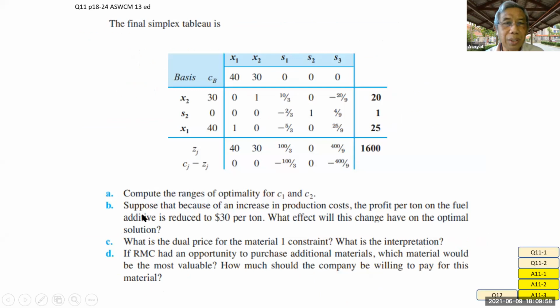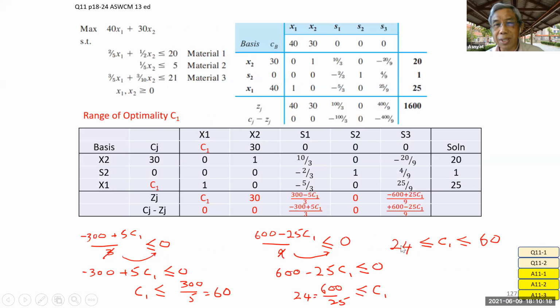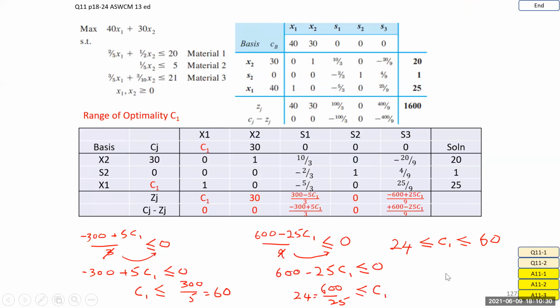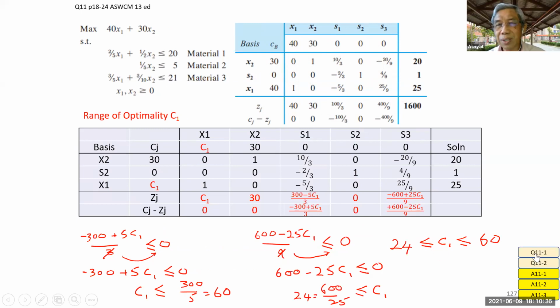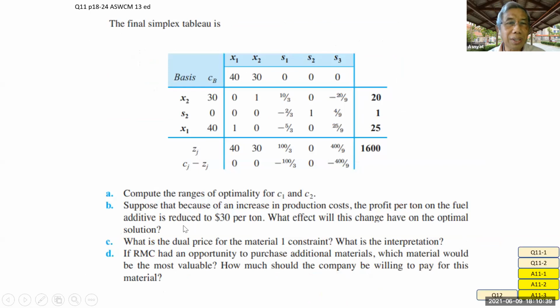So we are done with C1. Suppose that there is an increase in the production cost, and the profit per ton of fuel additive, X1, is reduced to 30 per ton. What effect will this change have on the optimal solution? If C1 is 30, will this solution remain optimal? Yes, because it's within the range, so it remains optimal. We already answered this one.